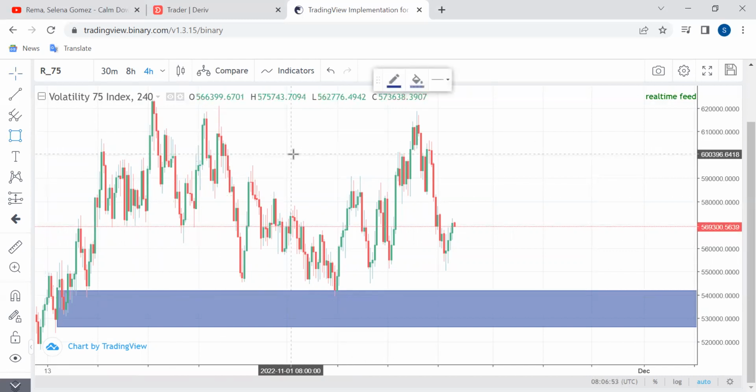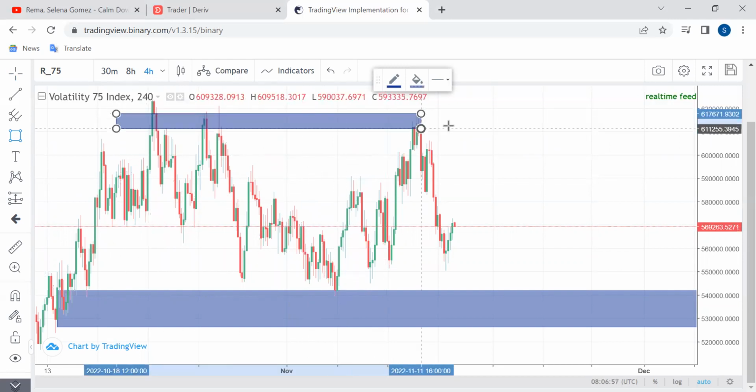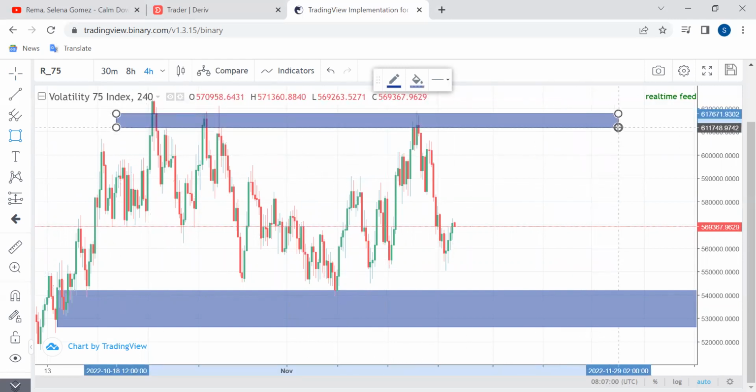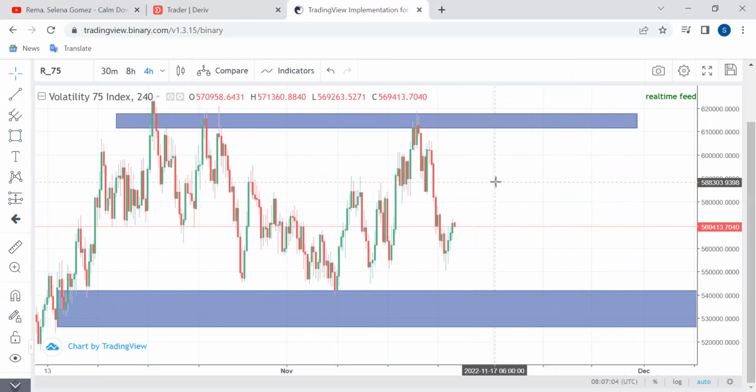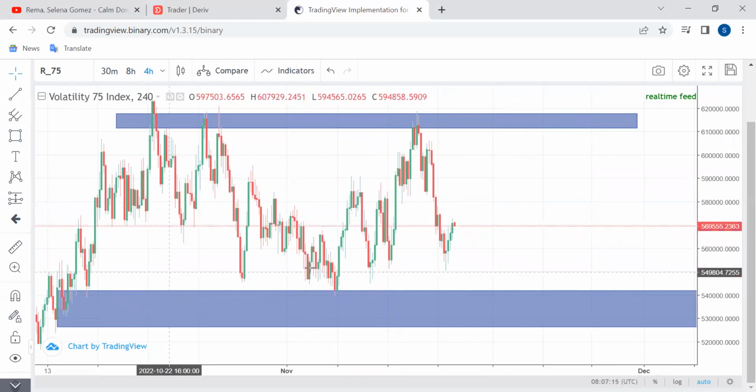Then I come and identify my resistance. So here, I will draw a very big resistance here. There. That's my resistance zone. So after identifying my resistance zone, now we can see that the market is consolidating. Yeah, this is what we call a consolidation.